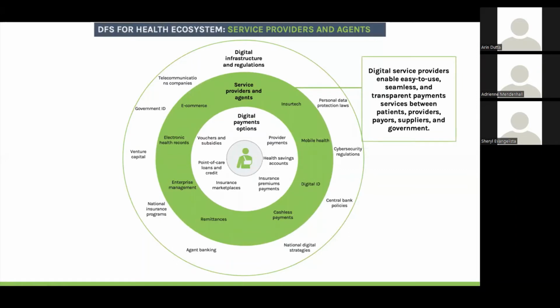On the second layer, service providers and agents. Now, this is quite broadly defined, but digital service providers are such as e-commerce, insurtech companies, mobile health. We do want to include them because they can be included within the financial services models. And the others that you see here as well, including enterprise management for payers and providers, are able to provide easy to use, seamless, and transparent payment services, but also the exchange of data between patients, providers, payers, suppliers, and government.